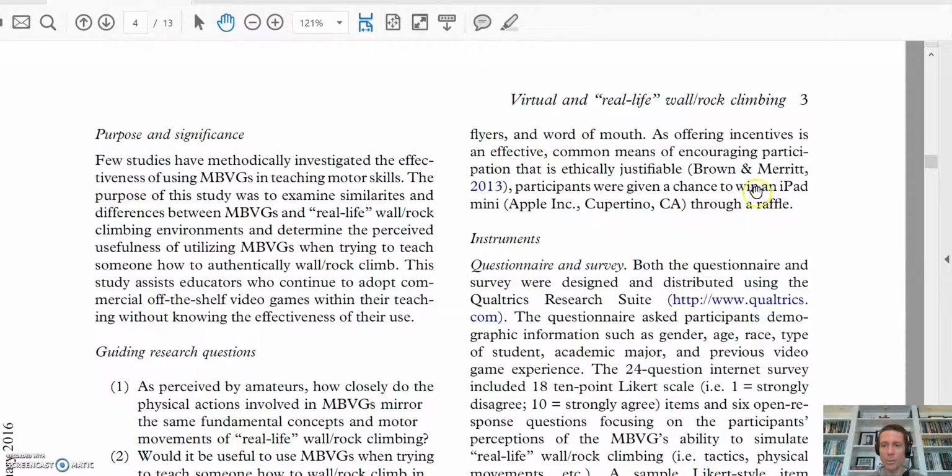Participants were given a chance to win an iPad mini through a raffle. And so to increase our response rate, to get more people involved in the study, that was something that we did to try to increase the number of participants that would want to participate, and that may have biased our sample, but that was a risk that we were willing to take to get the study accomplished and to recruit those participants.